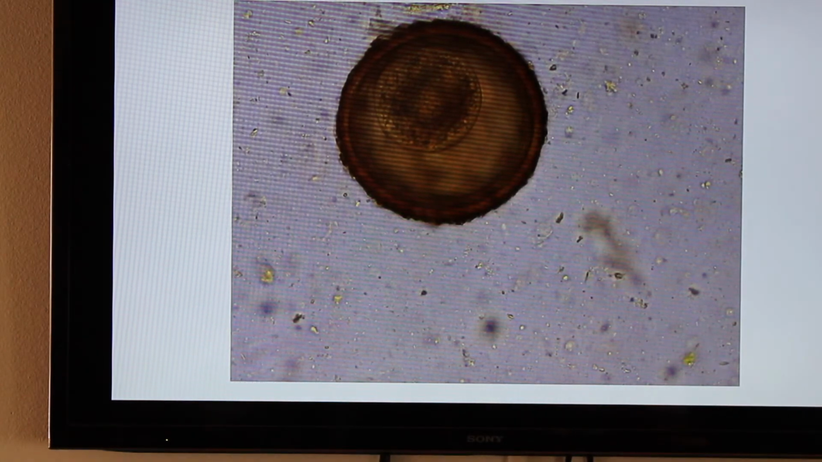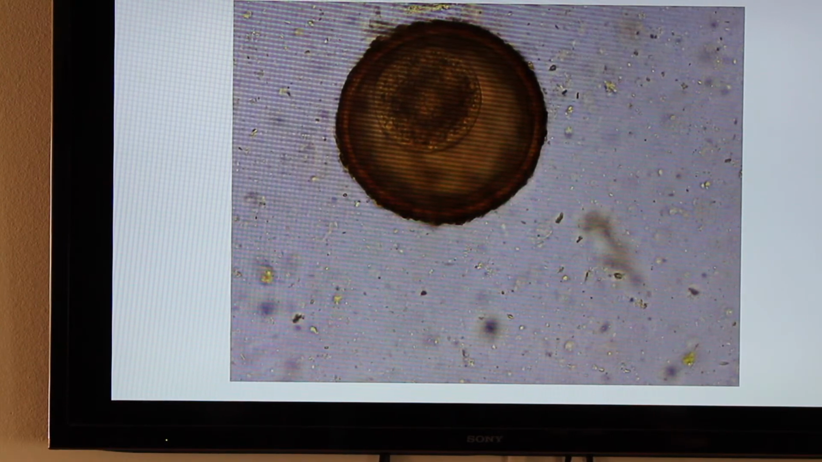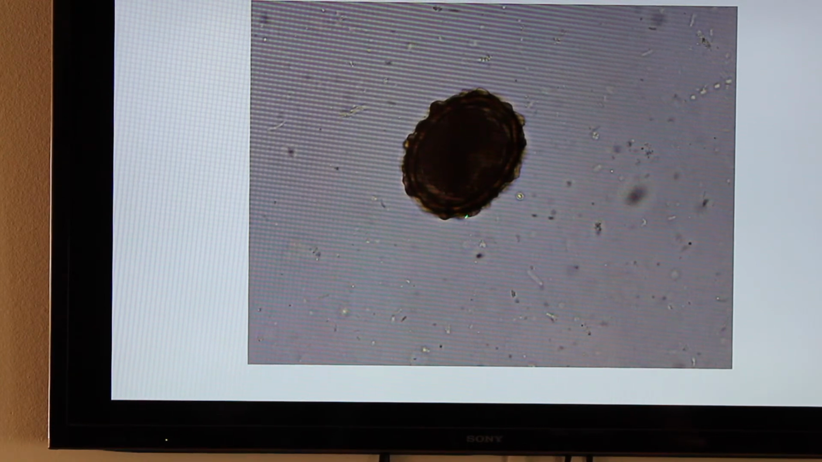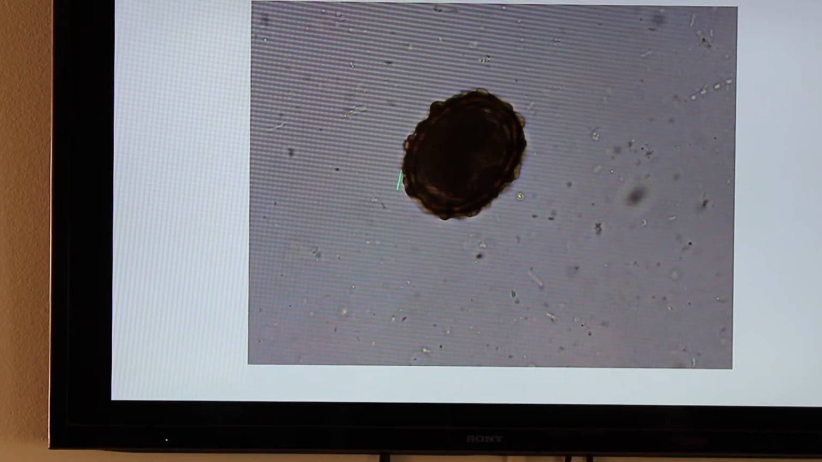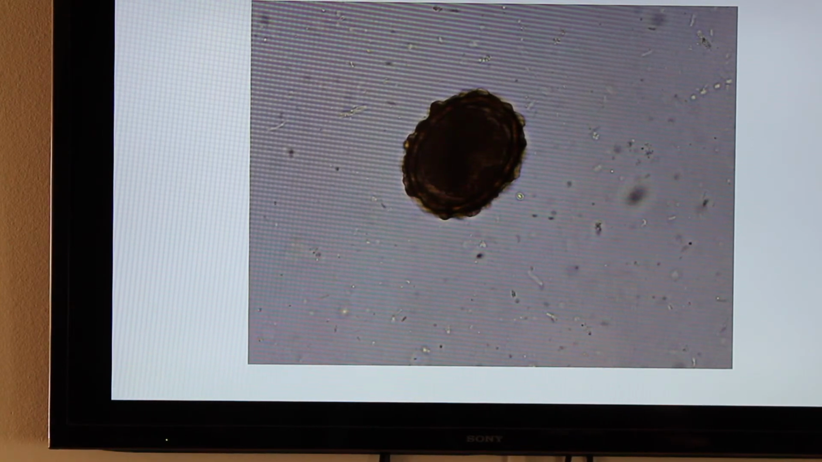This egg here is Parascaris equorum, which is our equine roundworm. And this one is our Ascaris suum, which is our roundworm for pigs. And this one's pretty identifiable from its rough edges around that really hard shell. But you can see it still has that traditional shape of a roundworm.